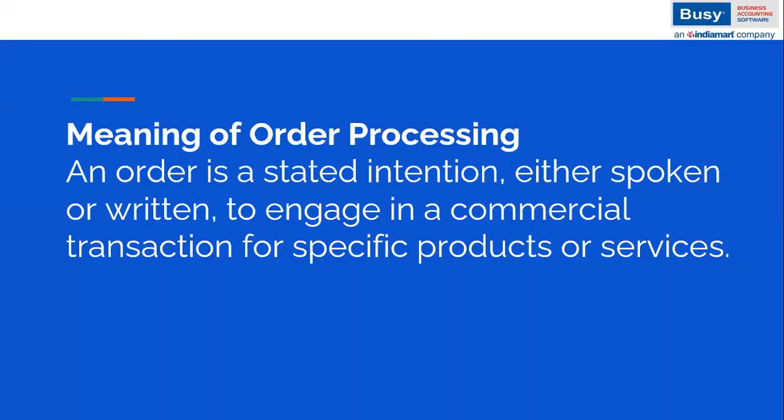So what do we mean by order processing? See, order processing is a kind of system that engages in commercial transactions between a buyer and a seller for a specific product or a kind of service item. It may be in a spoken mode or it may be in a documentation mode also.